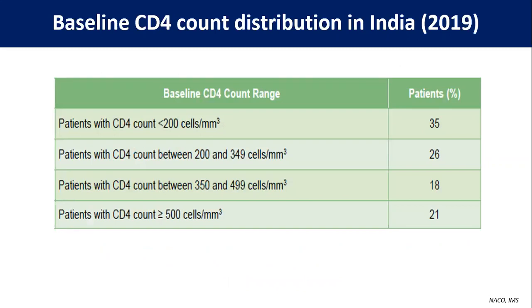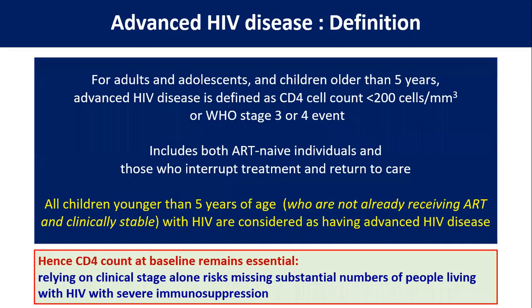Now, if we know the spectrum of CD4 prevalence in different groups of patients, we find that 35% of patients in India present with a CD4 count of less than 200, 26% between 200 to less than 350, 18% between 350 to less than 500, and 21% more than 500 cells per cubic millimeter. So our focus here today is on the first 35% who come late with advanced immunosuppression with a CD4 count of less than 200 cells per cubic millimeter.